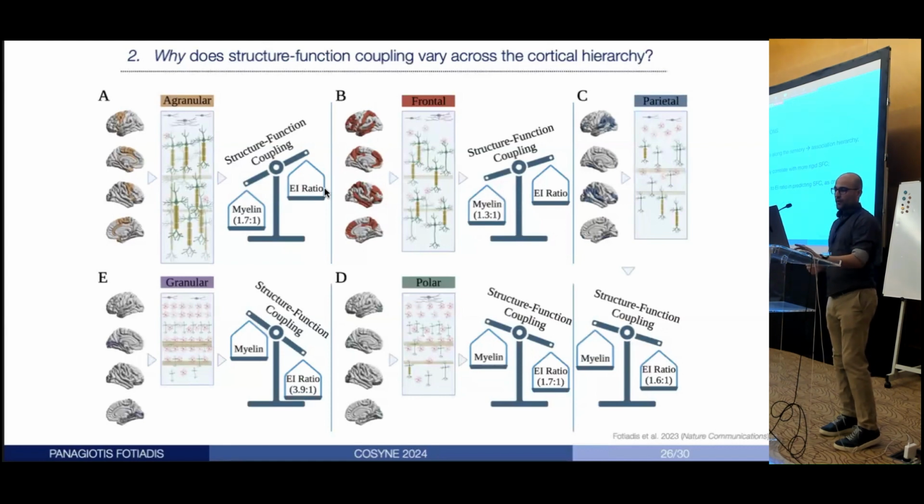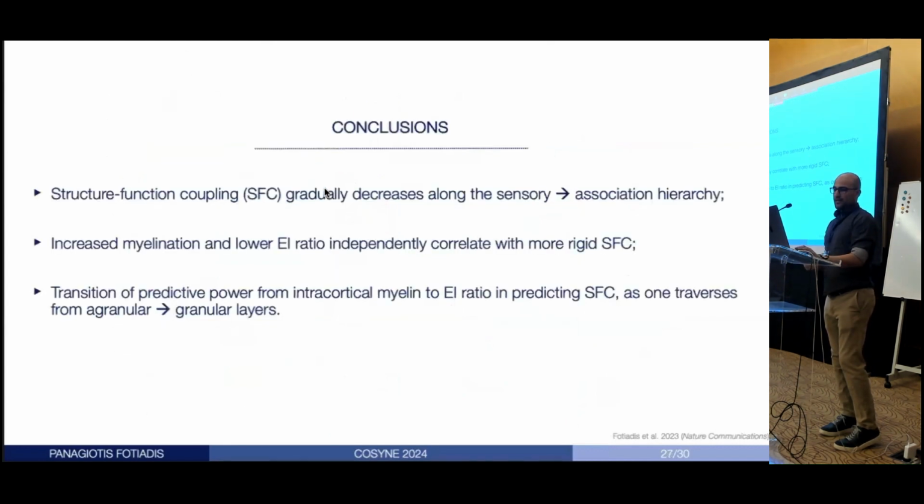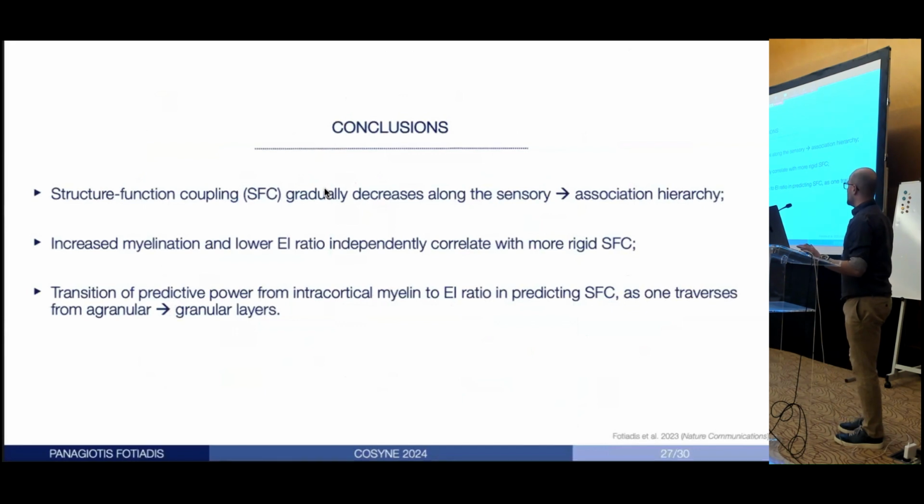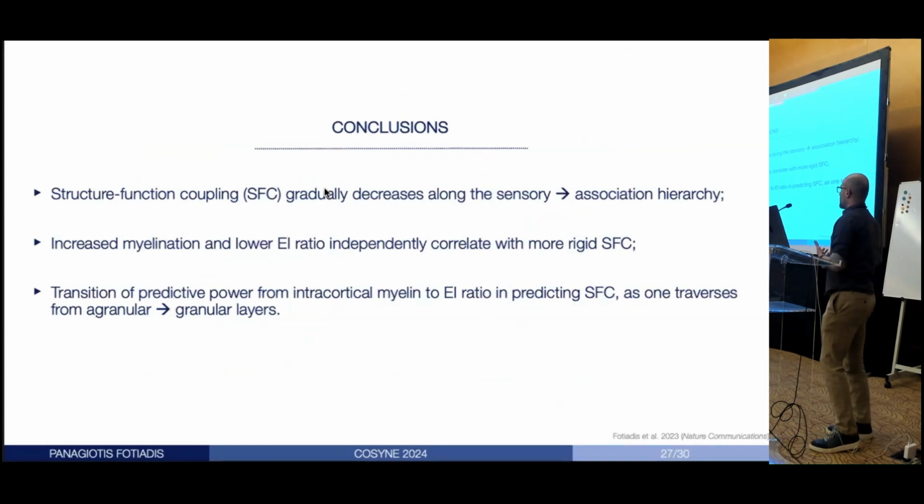All right. With that said, there were 3 main conclusions from the study. Well, there were a lot more in that paper, actually. There were a lot more results in it, but those were some of the results. And here, the first thing that we showed was that structure function coupling gradually decreases along the sensory association hierarchy. The second point was that brain regions whose functional connectivity essentially mirrored their underlying structural connectivity were brain regions that were characterized by increased myelination and more relative inhibition.